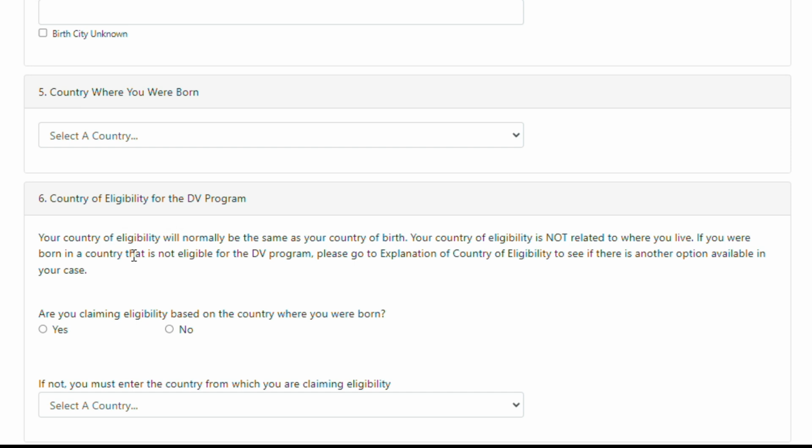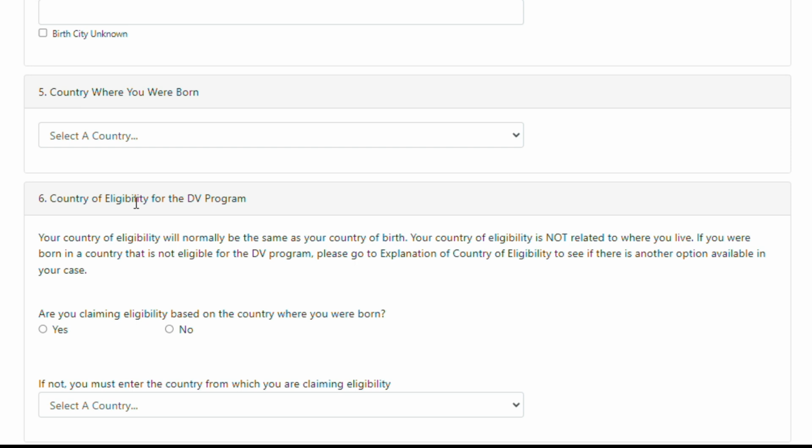Now, this is another concept that we need to dive deeper into. Country of eligibility means the country through which you are qualifying, the country that qualifies you to enter into the DV lottery. And you must note this. In most cases, it is the same as the country of your birth. That is for most individuals. But it is not necessarily the country of your birth. It might be the country of your spouse.